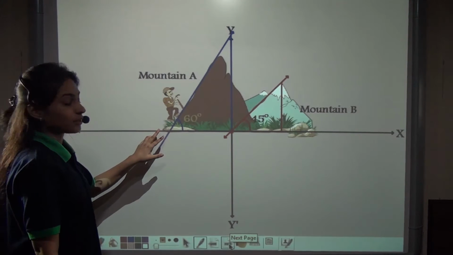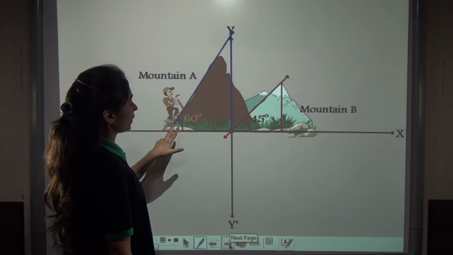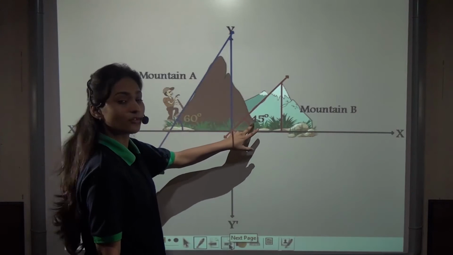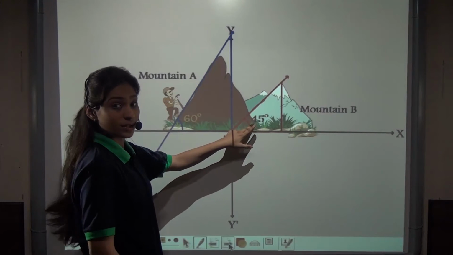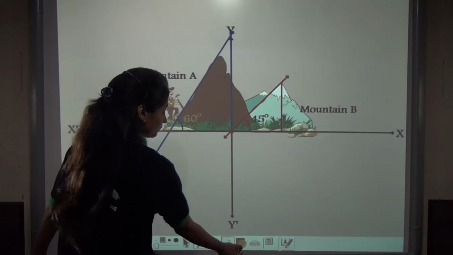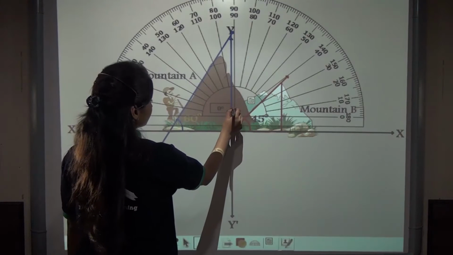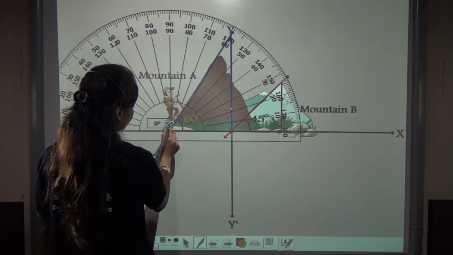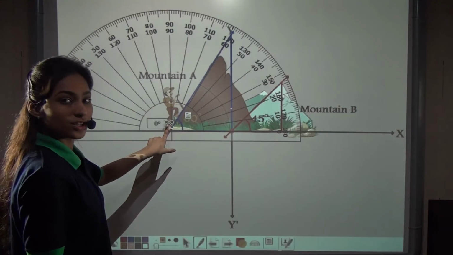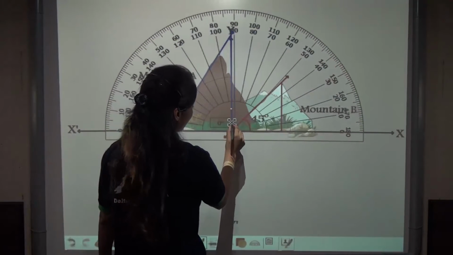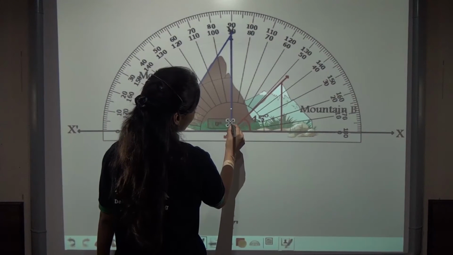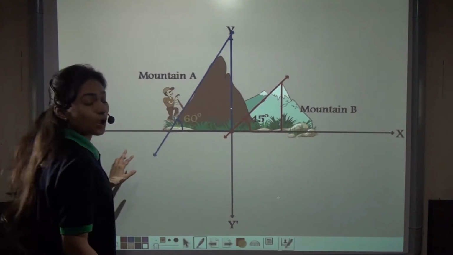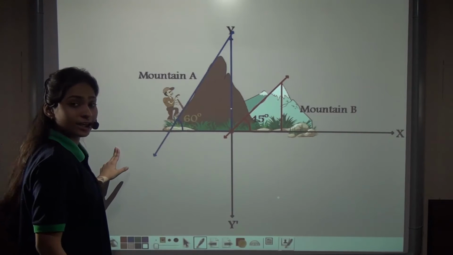Now we found out that these two oblique lines, or we can say that these two mountains, they have the angle of inclination as 60 and 45 degree. Now let's check whether this is actually 60 or 45. Well, yes, this mountain is actually 60 degree and this is almost 45 degree.